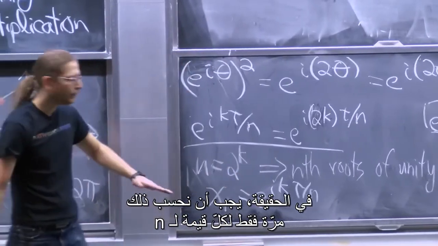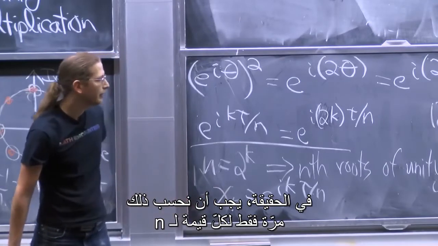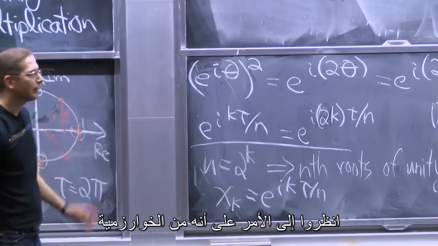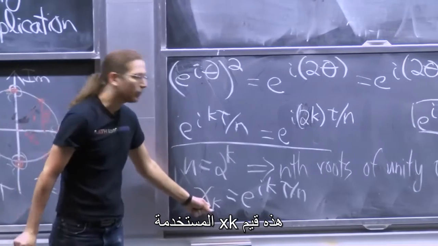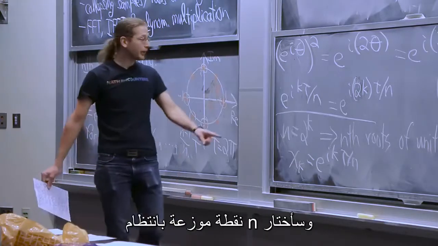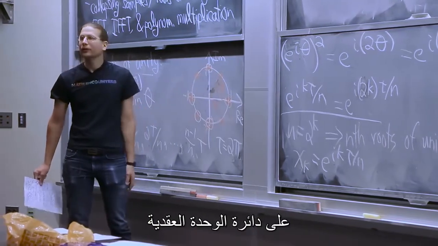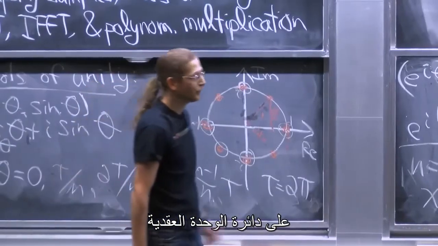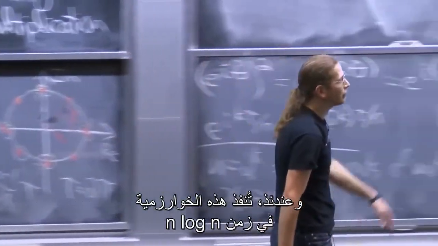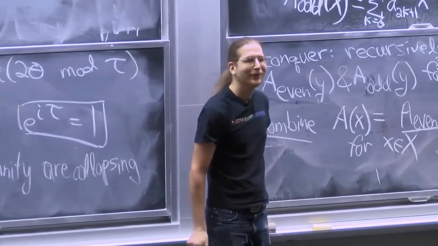In fact, we only need to do this once and for all for each value of n. So you can think of it as just being part of the algorithm. These are the x_k's we use. I said x_k could be anything we want as long as they're all different. So I'm going to choose them to be n uniformly spaced points around the complex unit circle. And then magically, this algorithm runs in n log n time. It's pretty cool.